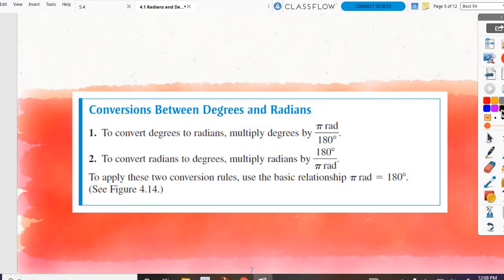And whichever unit we're trying to get rid of is the one that goes on the bottom. So if I'm trying to convert from degrees, I put degrees in the bottom. If I'm trying to convert from radians, I put radians in the bottom.